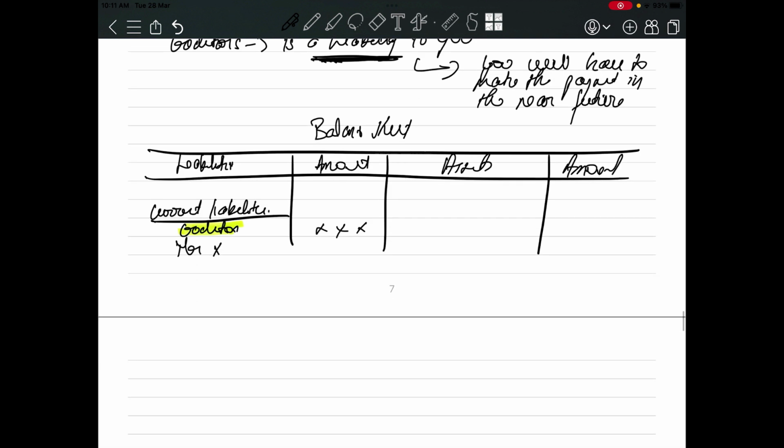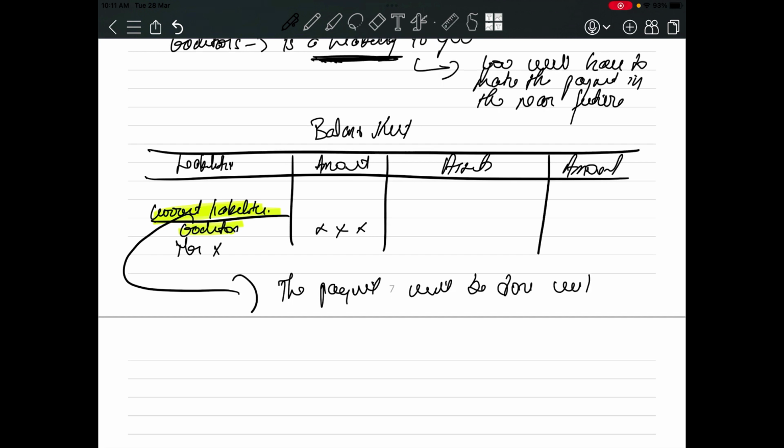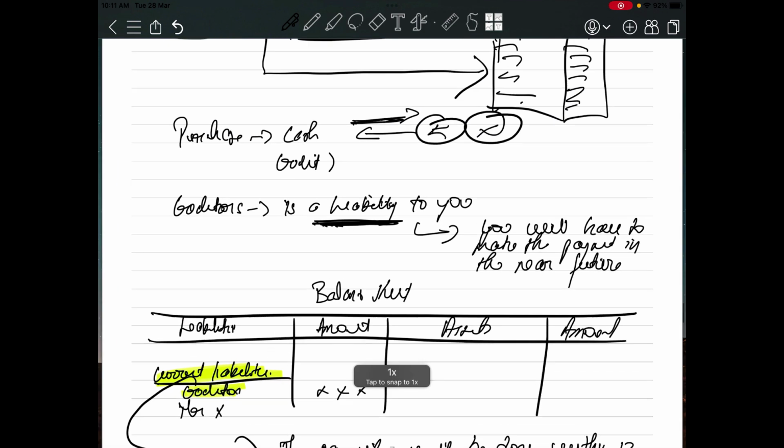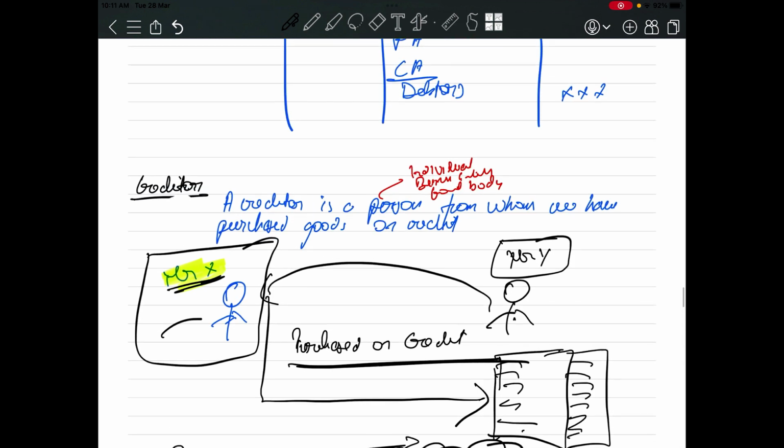Now why did I say this is a current liability? What do I mean by current liability? The payment will be done within 12 months. So this will be called our current liabilities. Simple. I hope creditor is very clear to you.